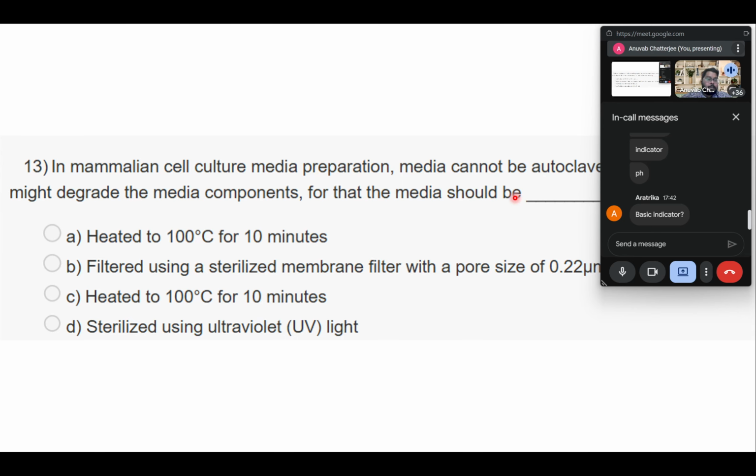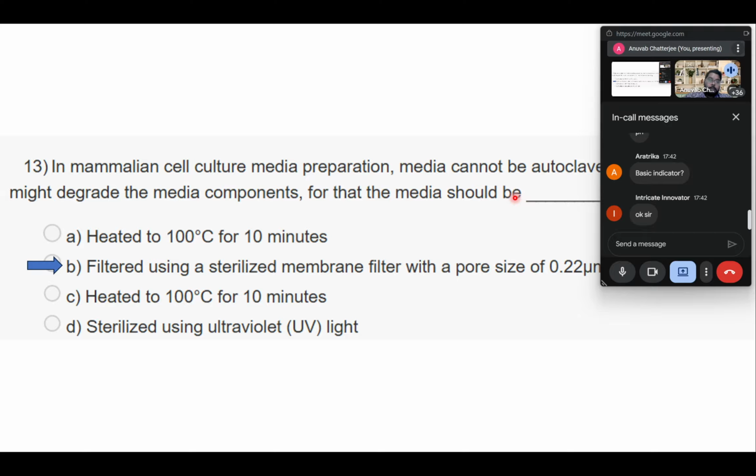Yes, it is a pH indicator as has been pointed out. The media cannot be autoclaved because it might degrade media components, and that is why they should be filtered with a membrane filter with a pore size of 0.22 micrometers.